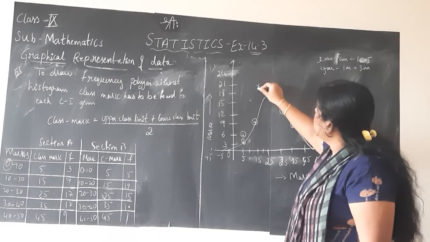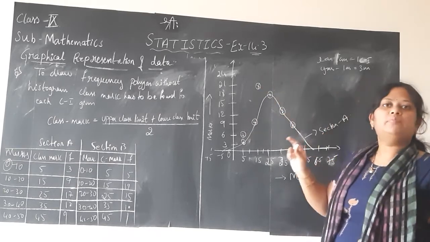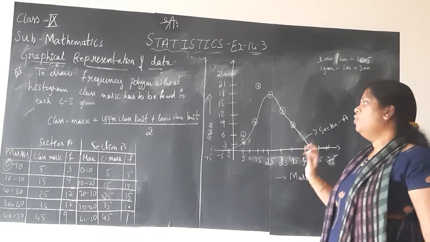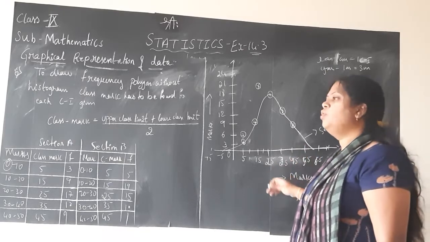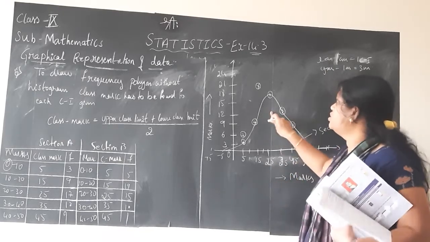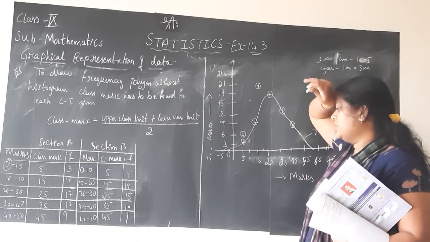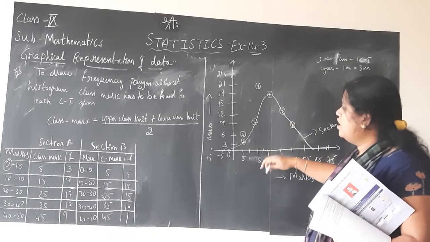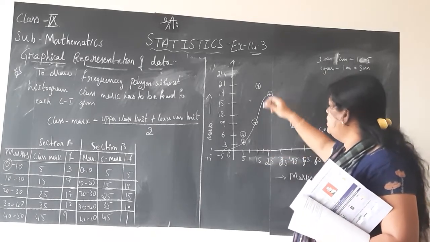One more thing, if you are doing with pencil, children, the other you can do with blue pen. Please don't use red pen. Blue or better blue or black only you can use. Why? Because you should differentiate between section A and section B. That is the reason. Next, 15 it is 19.